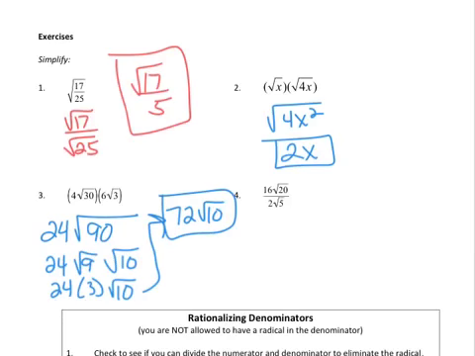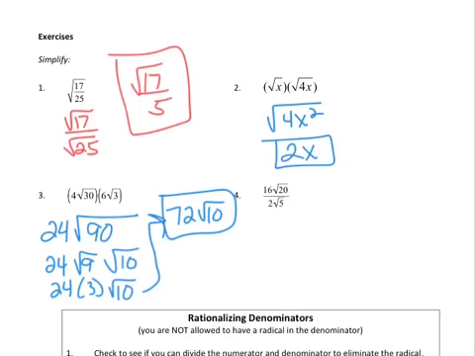Because what you do is you multiply the 24 by the 3. So you multiply the coefficients to get the 24, you multiply the radicands to get the 90. You separate the 90 out into 9 and 10. You take the square root of the perfect square. That's a 3. You multiply the 24 by the 3 to get the 72, and the radical 10 stays radical 10.